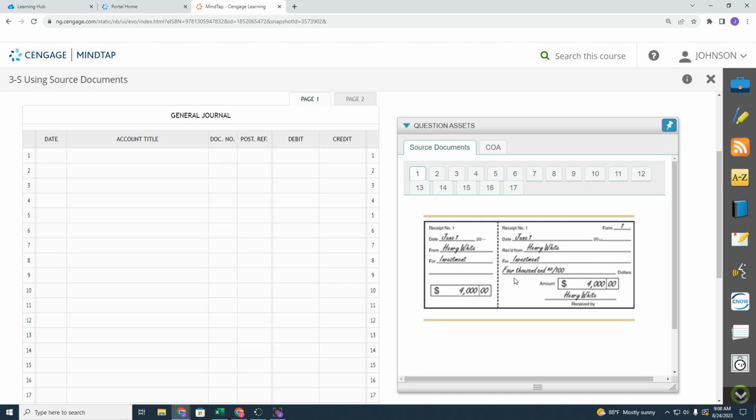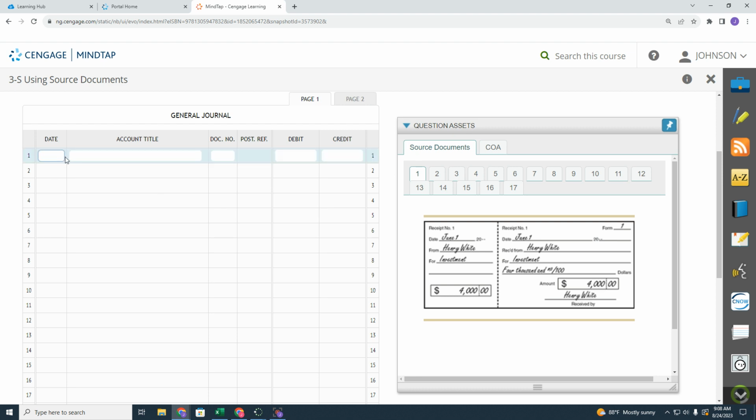And in this instance, it looks like it's from the owner, and the reason I'm saying that is because it says investment, right? It says June 1st, Henry White investment. So if I was looking at this source document, what I would hear from this source document is received cash from the owner as an investment. And so that's something that you guys have seen over and over again since chapter 1.